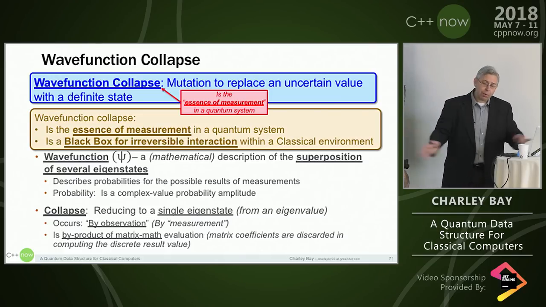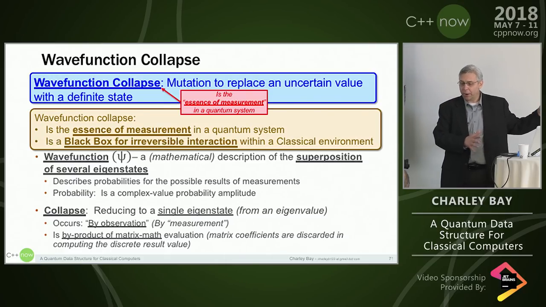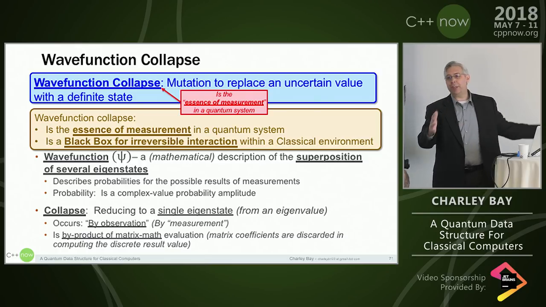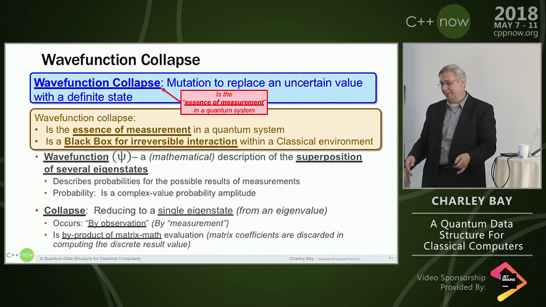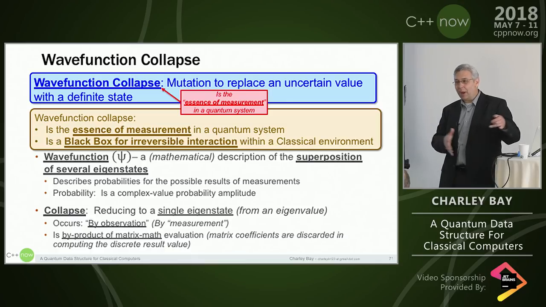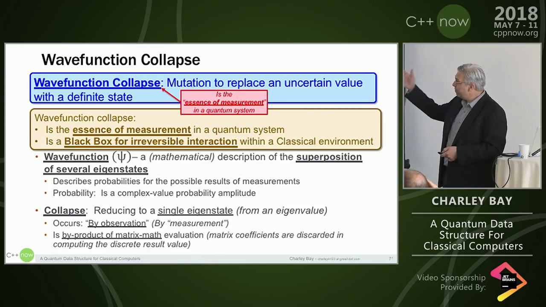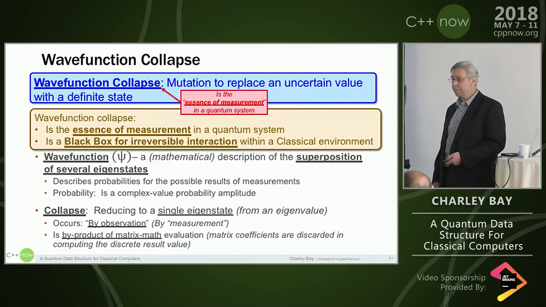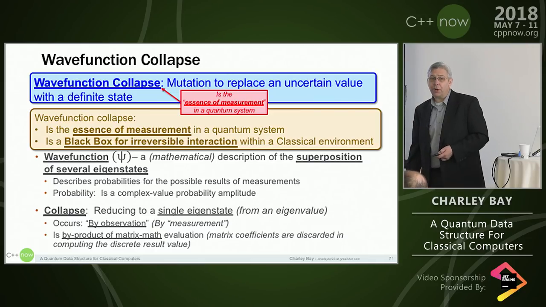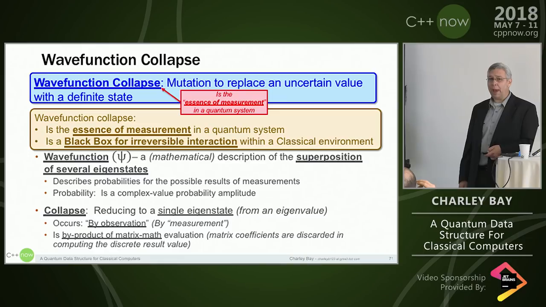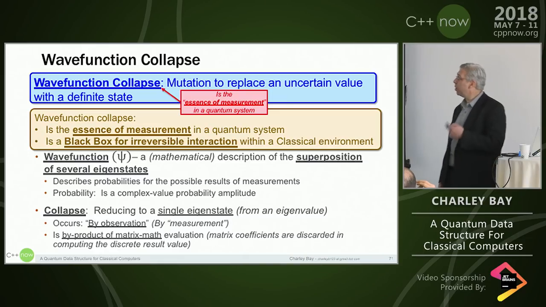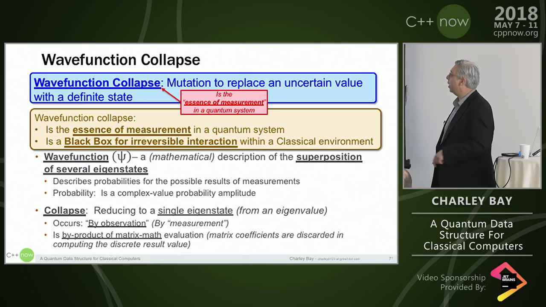So if you're starting to play around with some of the new APIs for the quantum hardware, you're going to do all this work to set everything up, and then you're going to look at it, and that's it. That's the life cycle of computation in a quantum system. So the wave function collapse is our measurement. But it's a black box for irreversible mutation. You can't go back. If you view it in the debugger window, you hosed everything for everybody else down the line.